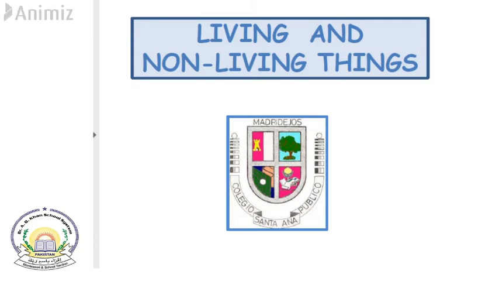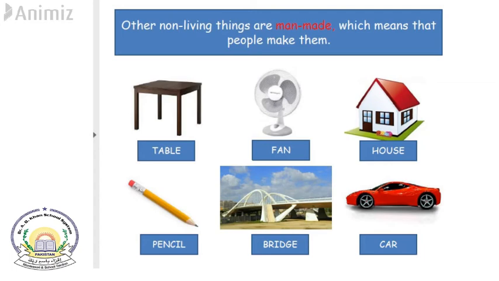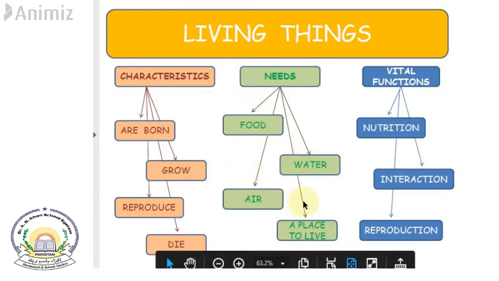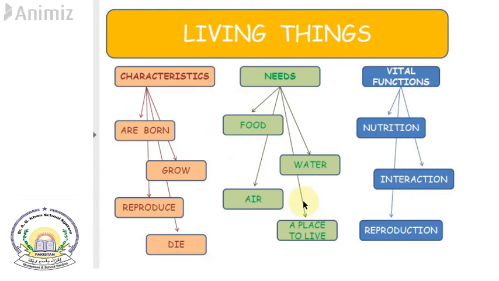So this is the end of the slide. In this lecture we discussed non-living things. Now you know, students, the difference between living things and non-living things. Living things need food, water, and air, while non-living things do not need food, water, and air, and they cannot be born, grow, reproduce, or die.